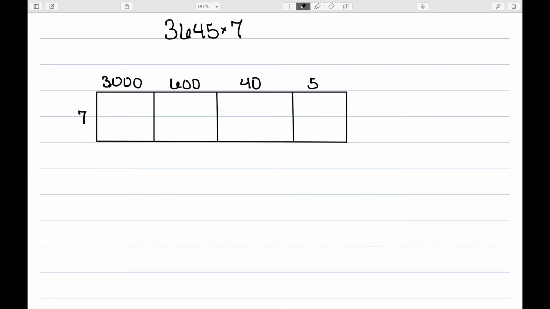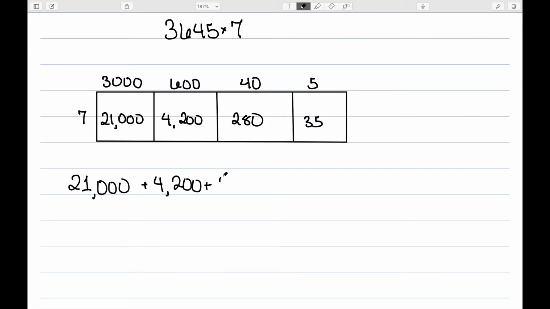We then multiply 7 times 3,000, that's 21,000. 7 times 600, that's 4,200. 7 times 40, that's 280. And 7 times 5 is 35. And then we add up those numbers, 21,000 plus 4,200 plus 280 plus 35. That gives us 25,515. So that would be our solution.